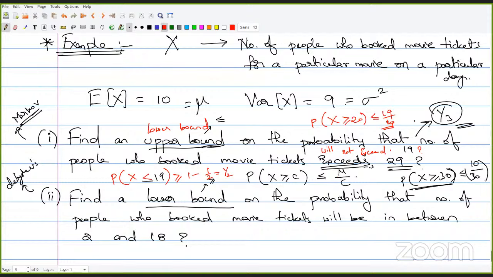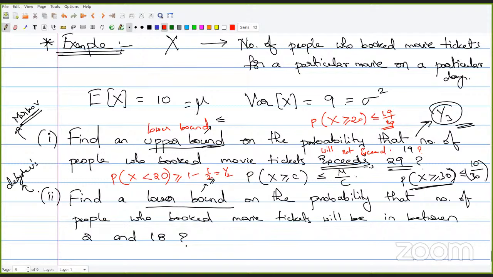So, sir, whatever value is given, we will be adding 1 to that, and that will be the value of c? If we are given exceeds, or greater than or equal to 30 also can be, for example people who booked movie tickets greater than or equal to 30, so greater than or equal to 30, that is direct wording. So that is what changes.